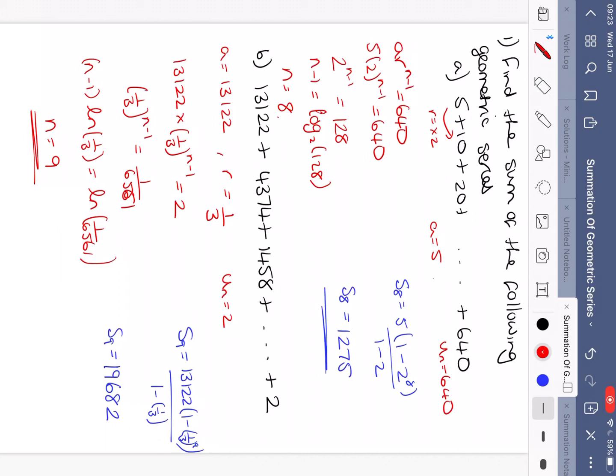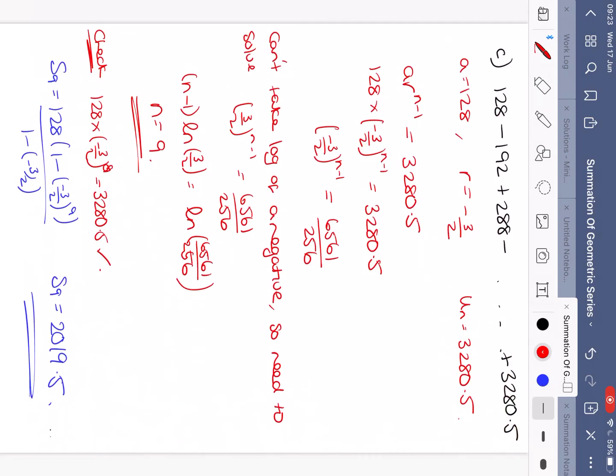So again, you're going to end up with n equals 9. Okay, and so when you do the sum of the 9 terms, you get 19,682.